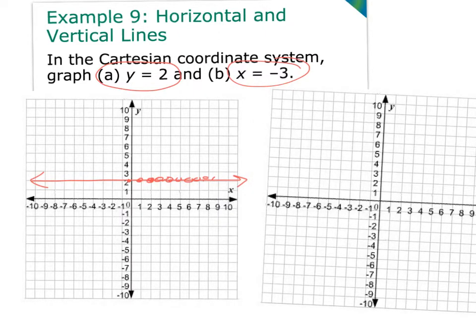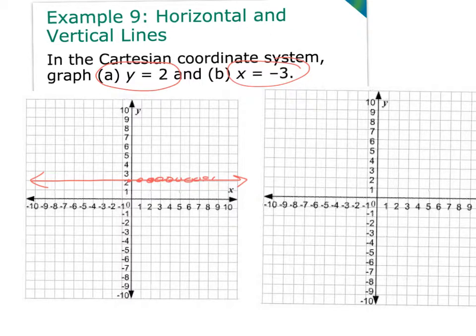Okay, we could use the same logic if we want to. If we go to where x is negative 3, this is the point negative 3, 0, negative 3, 1, negative 3, 2, negative 3, 3, negative 3, 4. Everything in this vertical line has an x value of negative 3. So that is going to produce a vertical line. If they asked you about the slopes, the slope of the horizontal line is 0, the slope of the vertical line is undefined.